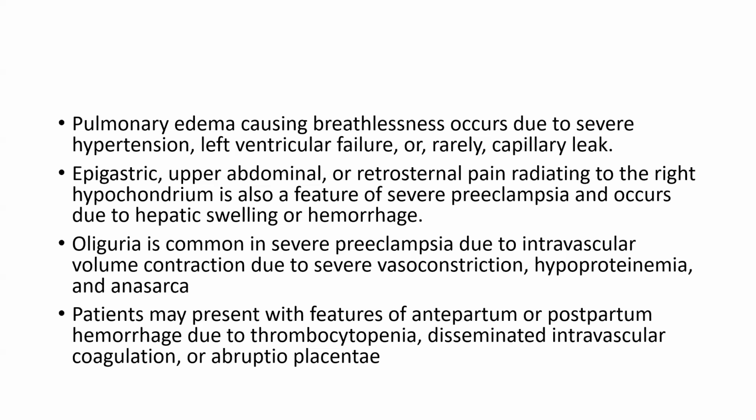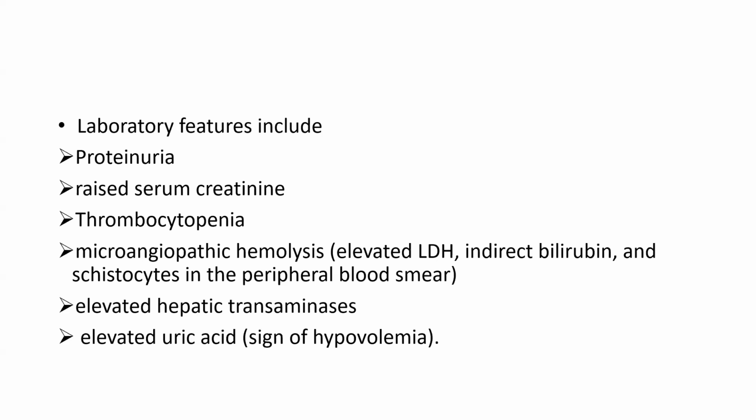Oliguria is common in severe preeclampsia due to intravascular volume contraction due to severe vasoconstriction, hypoproteinemia, and anasarca. Patient may present with features of antepartum and postpartum hemorrhage due to thrombocytopenia, DIC, and abruptio placenta. Then lab features include proteinuria, raised serum creatinine, thrombocytopenia, microangiopathic hemolysis like elevated LDH, indirect bilirubin, schistocytes, elevated hepatic transaminases, and elevated uric acid.